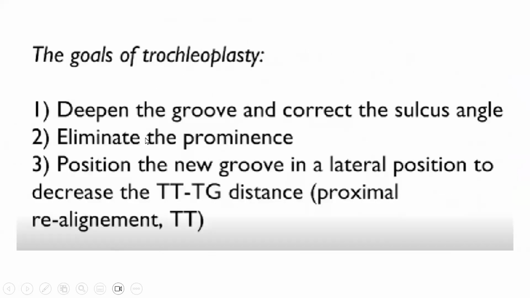The goals of trocheoplasty: deepen the groove, correct the sulcus angle, eliminate the prominence, position the new groove in a lateral position to decrease the TTTG distance and proximal realignment. You need to combine it with the soft tissue. There are many cases that we have done where we combined it with the repair of the medial patellofemoral ligament. You have to realign the patella. If you have a lateralized tuberosity, you have to do a medialization of the tuberosity. If you have a patella alta, then you have to do distal implantation of the tuberosity together with slight medialization.